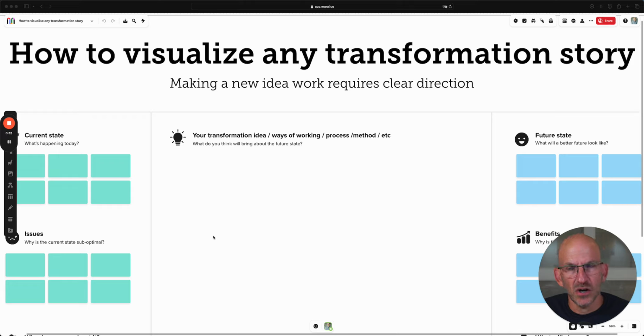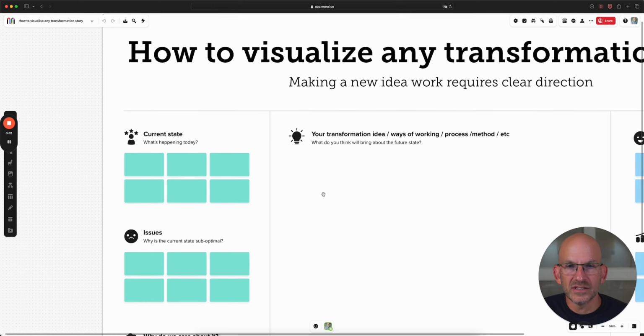And so I want to talk you through an exercise that I do when I have to tell those stories to my clients. And we're going to walk through how to visualize that transformation story so that you can put forward the most compelling narrative when it comes to driving change in your organization. Now, to do that, we are going to start first and foremost with the current state of things.